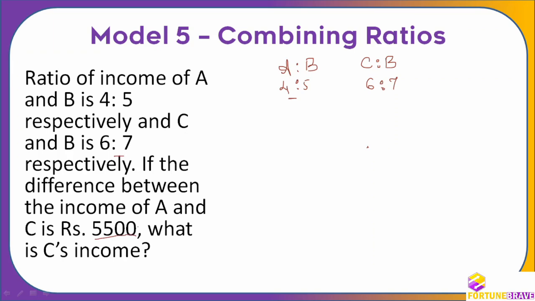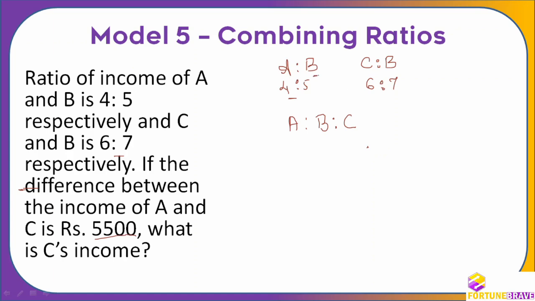5,500 has been given. So we will be able to definitely find out what is C's income. So we'll now first combine, right? First we need to combine A is to B is to C. So again, I'm going to do the same thing that I have done previously. You have to listen carefully and see what I am doing, so that next time it doesn't.